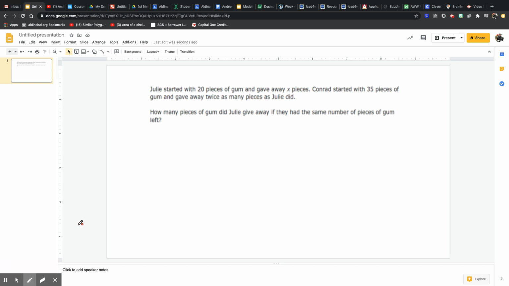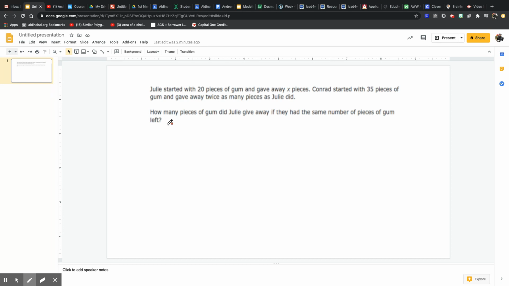All right, so now I want to show you an example of a word problem, a real world scenario, where we have to write and solve an equation. Okay, so here I've got a word problem. It says Julie started with 20 pieces of gum and gave away X pieces. Conrad started with 35 pieces of gum and gave away twice as many pieces as Julie did. How many pieces of gum did Julie give away if they had the same number of pieces of gum left?